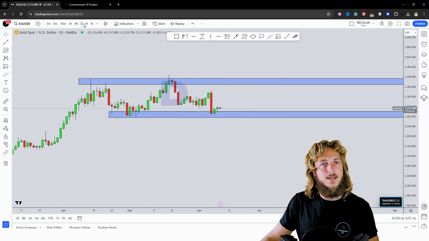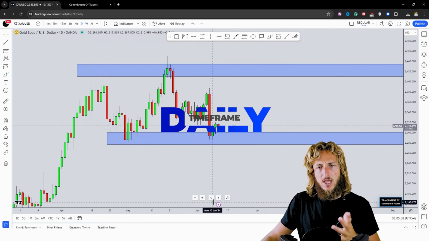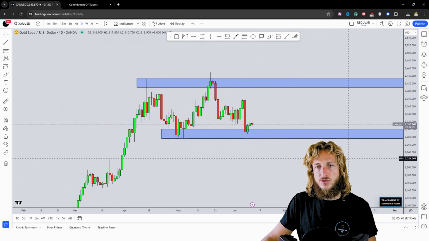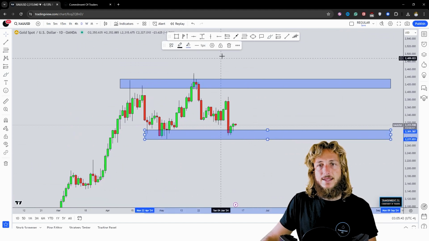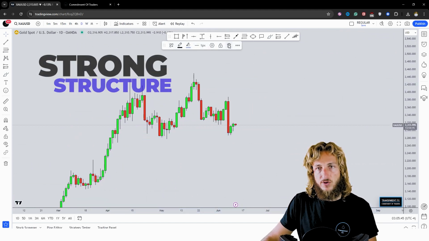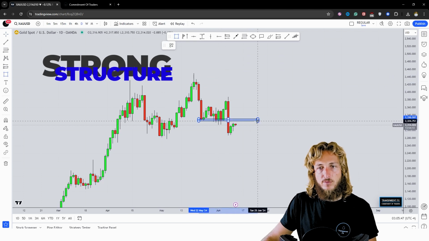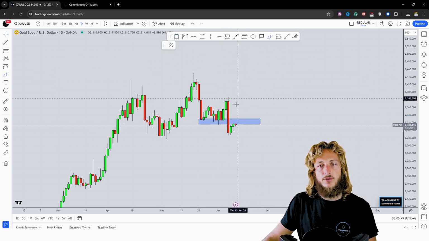Dropping down on the daily time frame, what do we see? Now, from a daily perspective, the situation seems quite clear. This is the zone at which we have structure. At this area, we have previous support, which is now turned resistance.